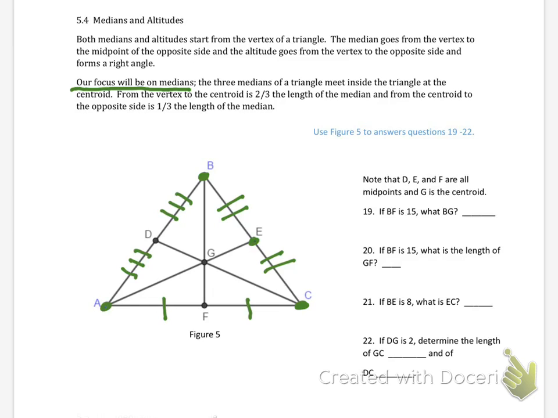Then you have a really neat thing happen. Each median line, for example, BF, is a median line. Here is the median I'm going to talk about, BF. From B to G, from the vertex to the, what's this called? Oh, it's called a centroid. So this point right here is the centroid. From the vertex to the centroid is 2/3 of the length of the full median. Then from the centroid to the opposite side is 1/3 of the length of the entire median. That happens for each of those 3 medians.